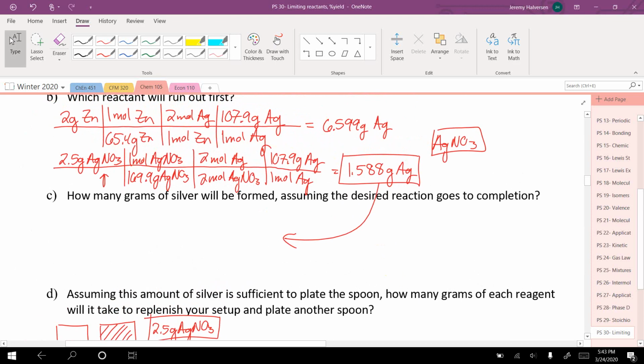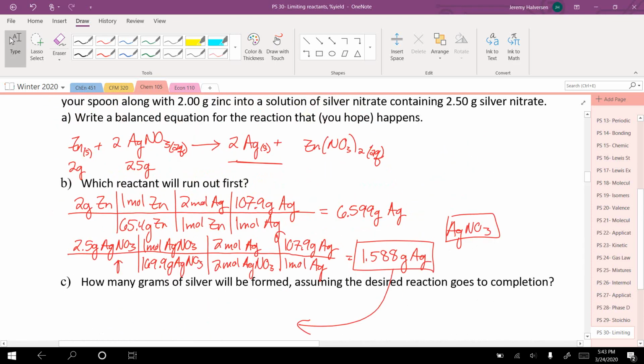So this is my favorite way of working this out. I've got 2.5 grams of silver nitrate. That defines the reaction. If I convert that to a product, it tells me how much product I would make with that amount of silver nitrate. But if I take that silver nitrate, that 2.5, and convert it to zinc, the other reactant, it tells me how much zinc I used up reacting that silver nitrate.